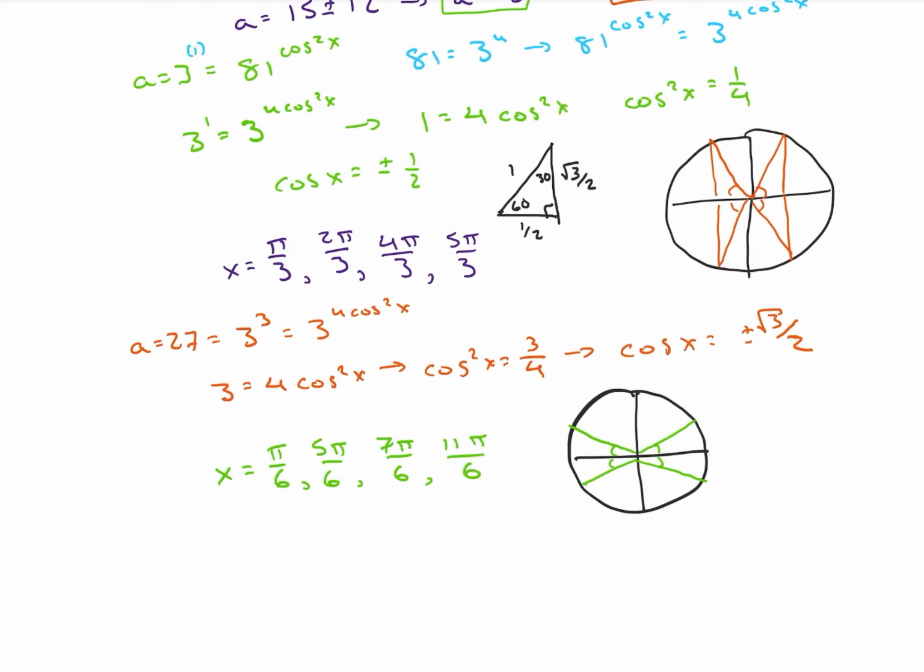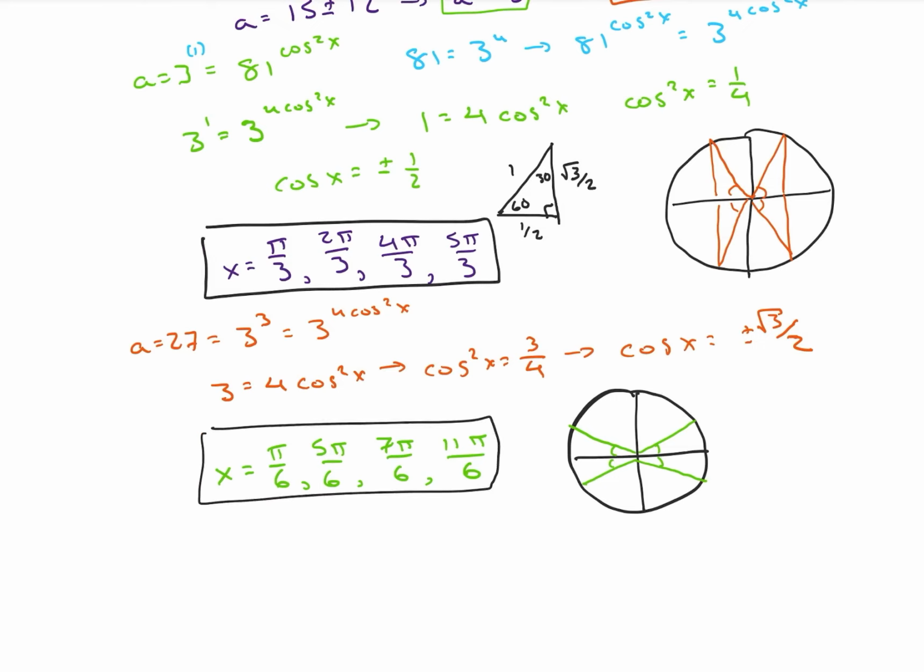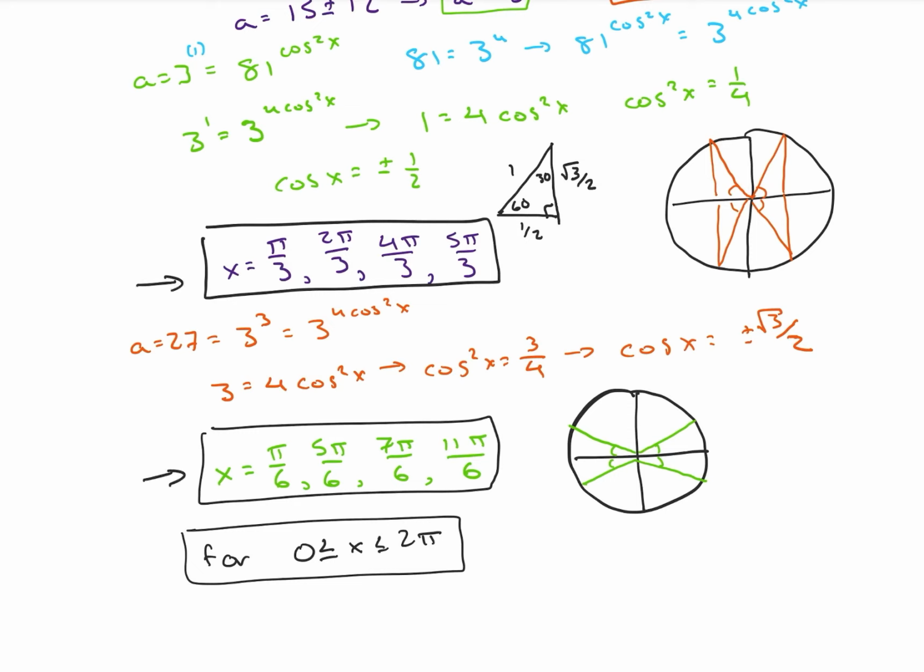So on an interval from 0 to 2 pi, so from 0 to 360 degrees, so for 0 less than or equal to x less than or equal to 2 pi, those are all of our solutions. And there's going to be 8 of them.